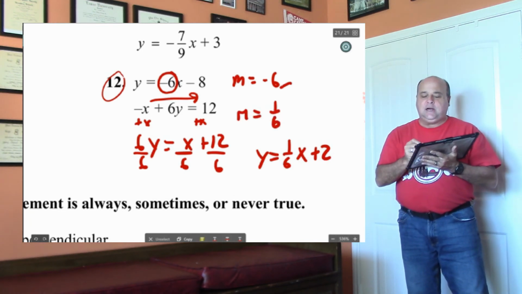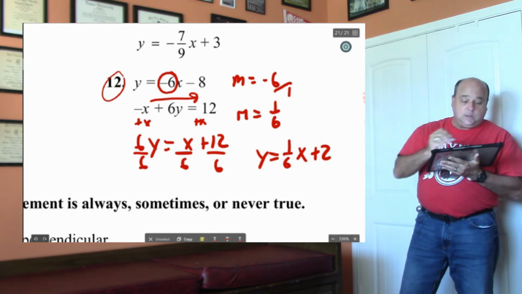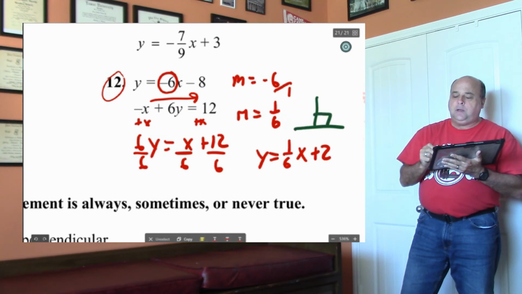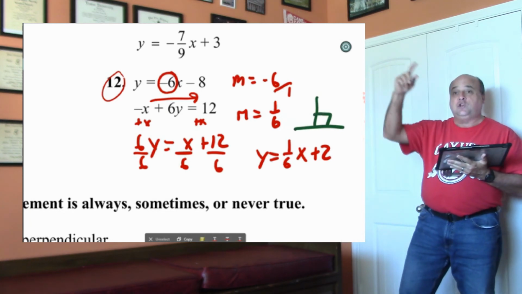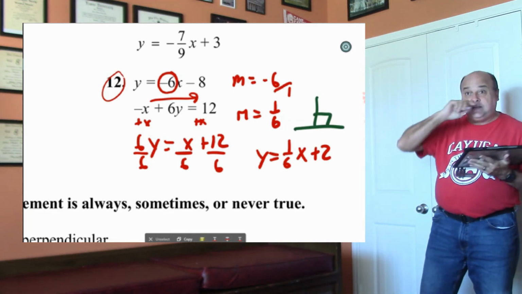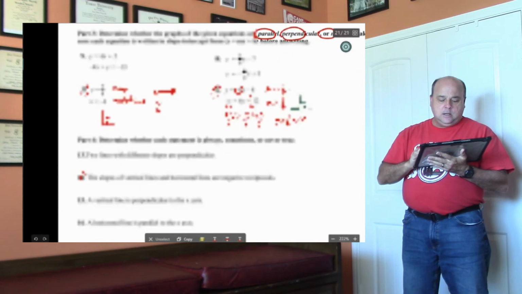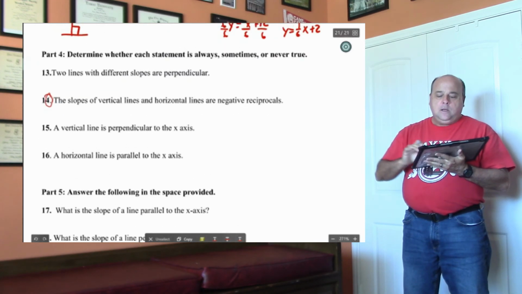What do we know about negative 6 over 1 and 1 over 6? They are opposite what? Reciprocals, so these lines would be perpendicular, right? If the slopes were the same, I would put a parallel symbol. Remember, you could use the symbols if you don't want to write out those words. And let's go to 14.